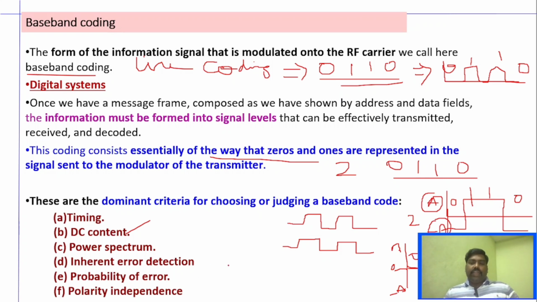Say for example, if you take this particular waveform, I'm just telling for an example. In this waveform, if you see, right, we have a negative voltage, positive voltage, negative voltage, positive voltage, correct? So here the positive voltage and negative voltage are cancelling each other, right? So the average DC value will be zero. The average value will be zero. So that is, it does not have any DC component, right? And here the chances of error will be very less, right?